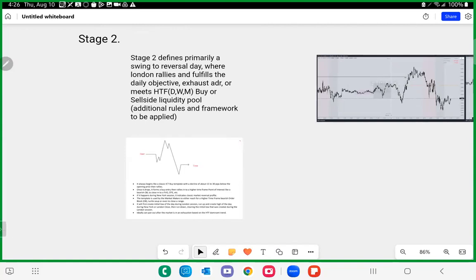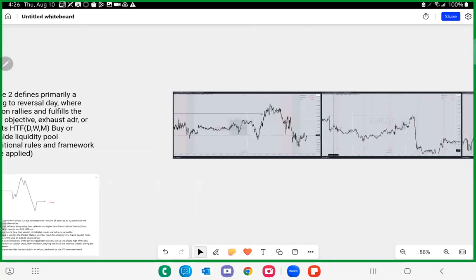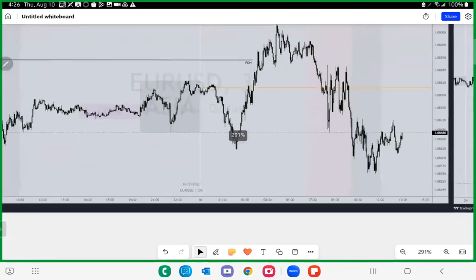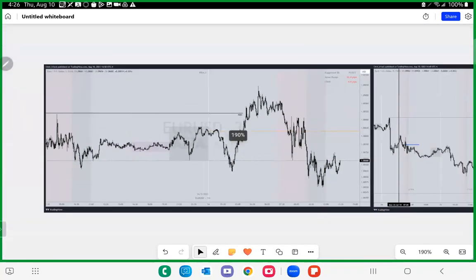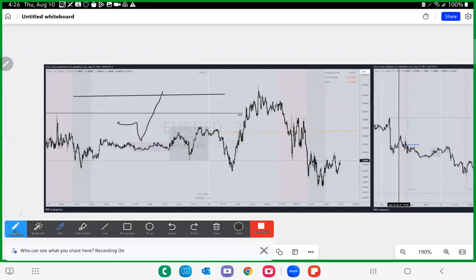And then of course, additional rules and framework are to be applied with this, which we'll teach in the next boot camp. All right. So if you look here at this image, we have the London session open, and this move here induces that low. We then trade back higher, right? And as we open up in New York, we've already made it to a previous day's high, so the objectives have been met.